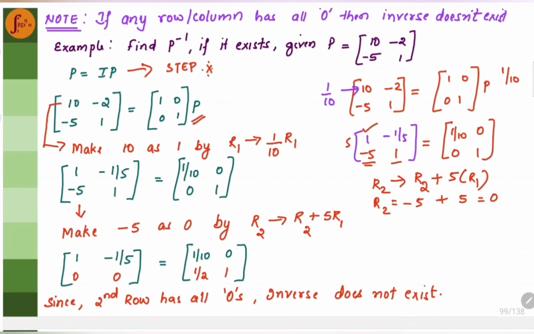We'll have to do the same thing for this element also. So we have 1 here. So row 2, 1 plus 5 times R1, right? Plus 5 times R1. R1 is minus 1 by 5. So you will get this and this will get cancelled. So you'll have 1 minus 1, which is 0. So we got 0 here. 0 and 0, right? Here, in the row, we got both zeros. Since we got both zeros, we'll have to stop here and say, since the second row has all zeros, inverse does not exist. Inverse does not exist.